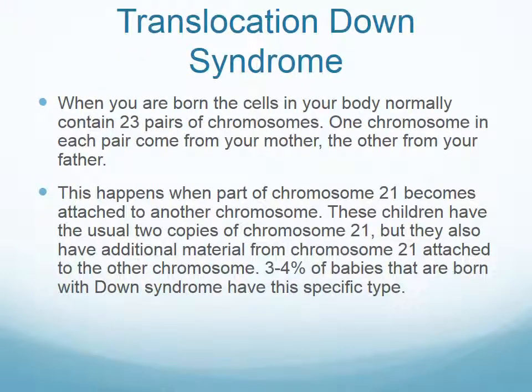The other type of Down syndrome is translocation Down syndrome. When you are born, the cells in your body normally contain 23 pairs of chromosomes. 1 chromosome in each pair comes from your mother and the other one from your father. This happens when part of chromosome 21 becomes attached to another chromosome. These children have the usual 2 copies of chromosome 21, but they also have additional material from chromosome 21 attached to the other chromosome. 3 to 4% of babies that are born with Down syndrome have this specific type.